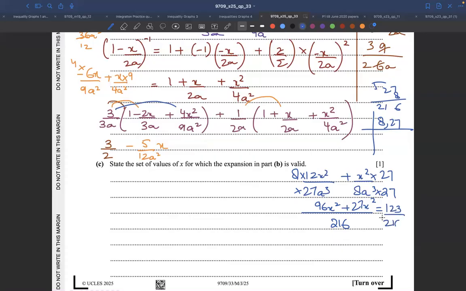Both of these numbers can divide by 3. This will be 41. This will be 72. So this will become plus 41 upon 72 a cube, and we'll have x squared over here, and this will be the final expansion.